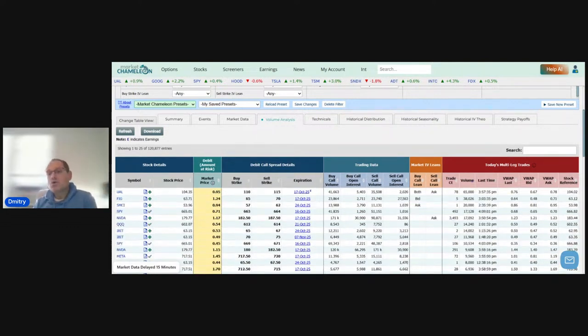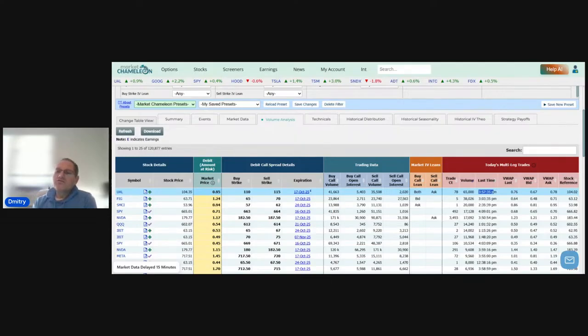You could see this top one showed us 65,000 contracts in total traded in UAL, United Airlines. It was the October 17th, 110, 115 call spread. It also traded 78 different times on a day, so this wasn't just one trade. This was cumulative, where throughout the day this particular call spread traded 78 times. The last time it traded was 3:57:35, so all the way up to the end of the day.